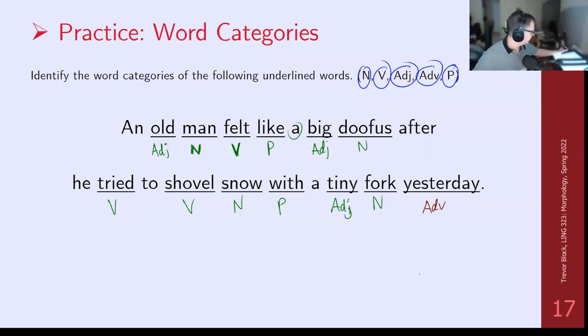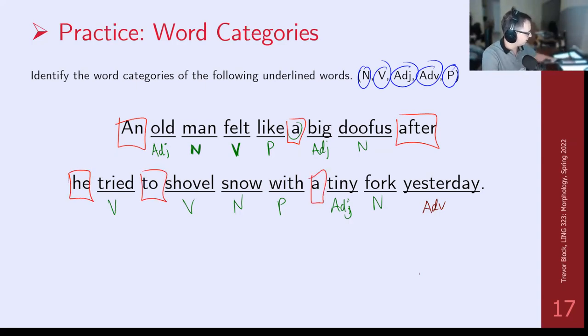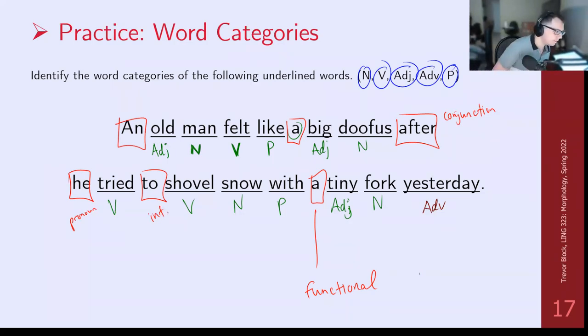Okay, so all of the other words that are not highlighted here, like, and, after, he, to, these are all examples of what are called the functional word categories. So, a and an are articles, after here is a conjunction, he, of course, is a pronoun. To is an infinitive marker. And then is another determiner. So if you don't know what those mean yet, that's fine. We'll talk about those later.